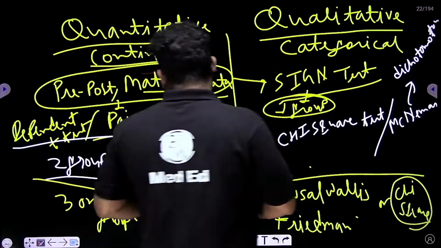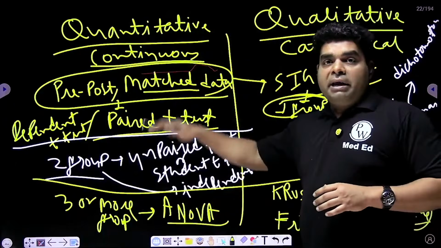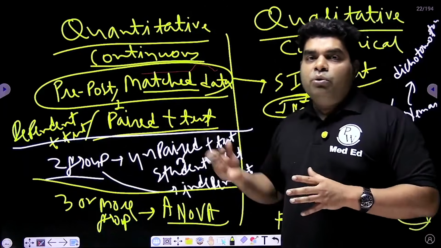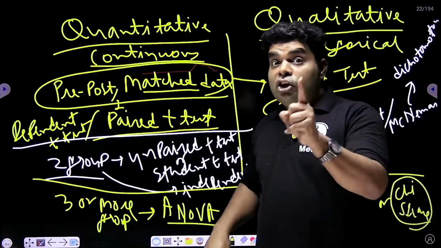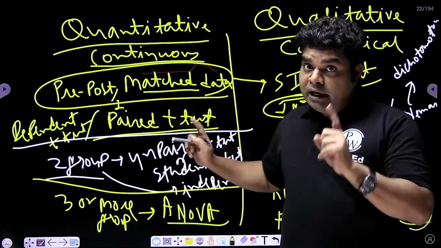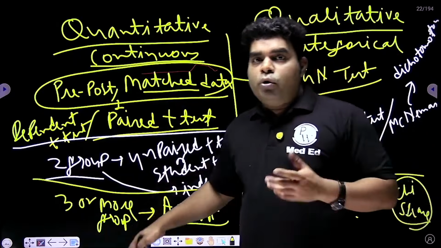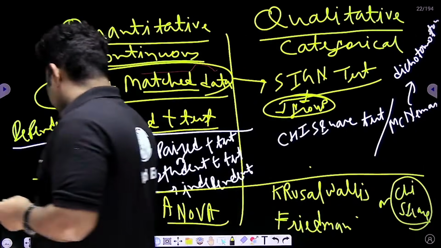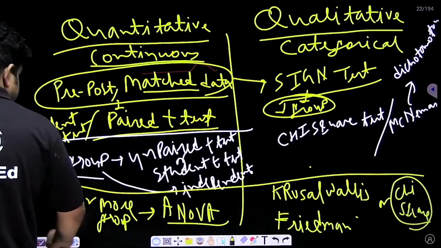But for quantitative, these three are being asked. So if in the question you find the word before, after, pre, post or match, only then will you answer paired t-test. If two groups, unpaired. If three or more groups, ANOVA. So let's do some questions on this topic. It will further clarify this concept.